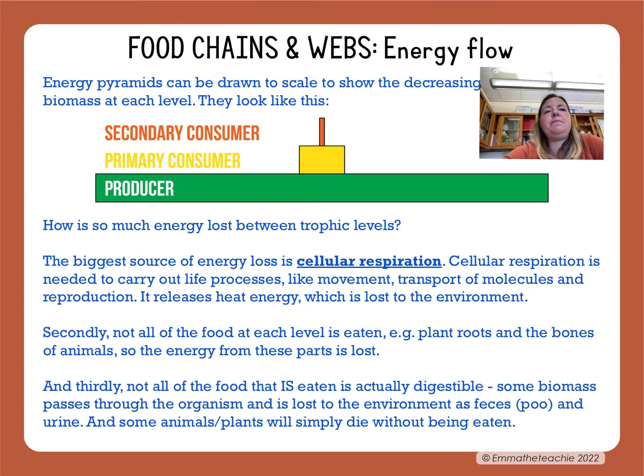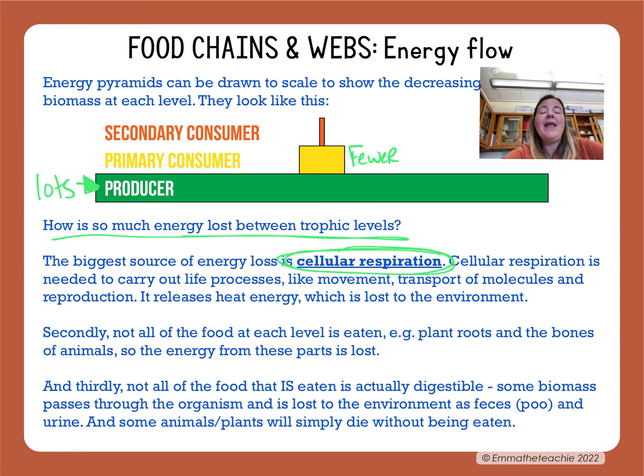So when an energy pyramid is drawn to scale, to include the energy transfer and the biomass, they look like this image here. You can see we have to have a lot of producers to support the next level up of the primary consumer. So why is there so much energy lost from one trophic level to the next? Well, the biggest loss of energy is because of a process called cellular respiration. That's the process that every living thing does to carry out life processes, like moving, transporting molecules, growing, and reproduction.